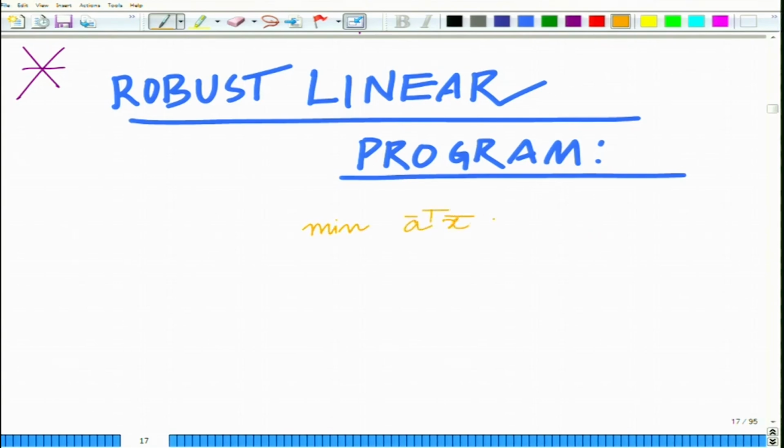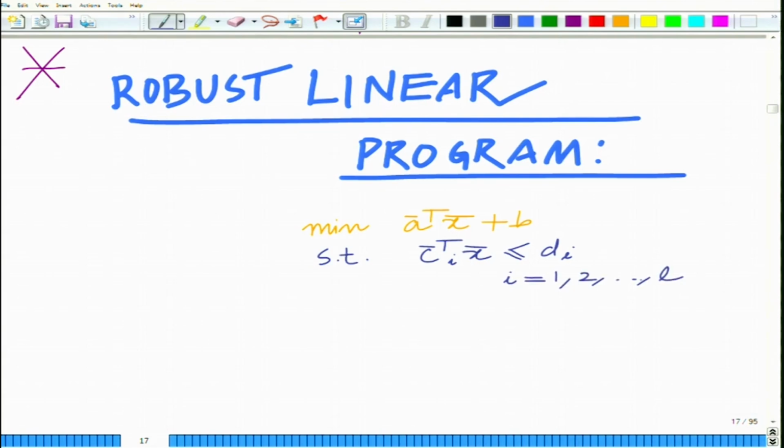A linear program, if you remember, can be formulated as follows: we want to minimize a bar transpose x bar. This is our objective function, which is an affine objective, subject to affine constraints, that is, c bar i transpose x bar less than or equal to d i, for i equals 1 up to L.